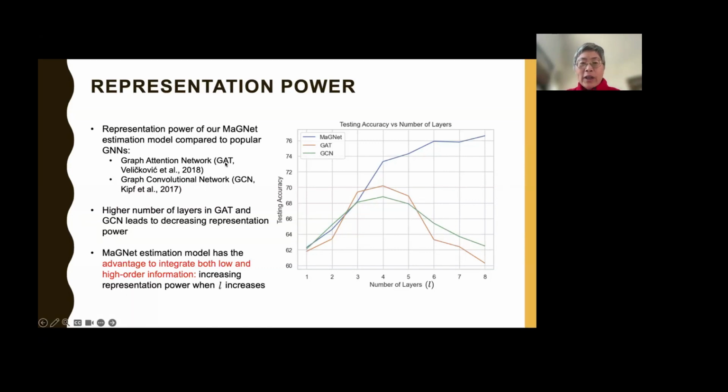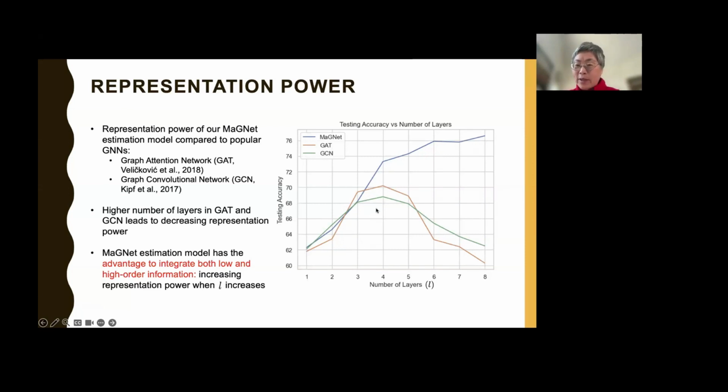Now let's do a quick show of what we can gain using this representation. Here we compare the two most popular ones, graph attention network, GAT, and graph convolution network, GCN. The orange and green ones stand for GAT and GCN. The blue one is our method. You see when the number of layers is small, the 3 different methods behave very similarly. But then our method takes off.